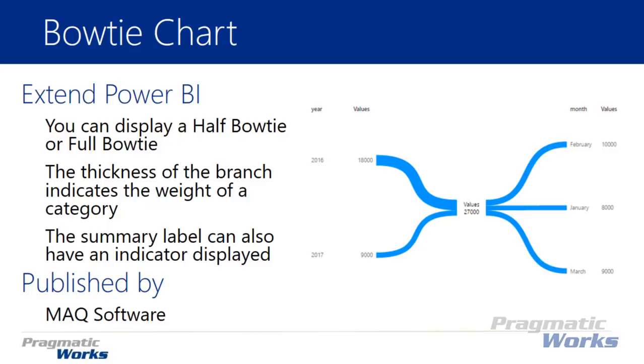And then the summary label, that's the label you see in the middle where it says values 27,000, can have an indicator next to it as well. It's a very simple indicator, not a ton you can do there, but you can place an up green arrow or a red down arrow, depending on whether or not you reached a goal. Unfortunately, that goal is something you have to manually type in. So hopefully in the future, the Bowtie will have that be data-driven. But for the time being, it is a manually typed-in goal.